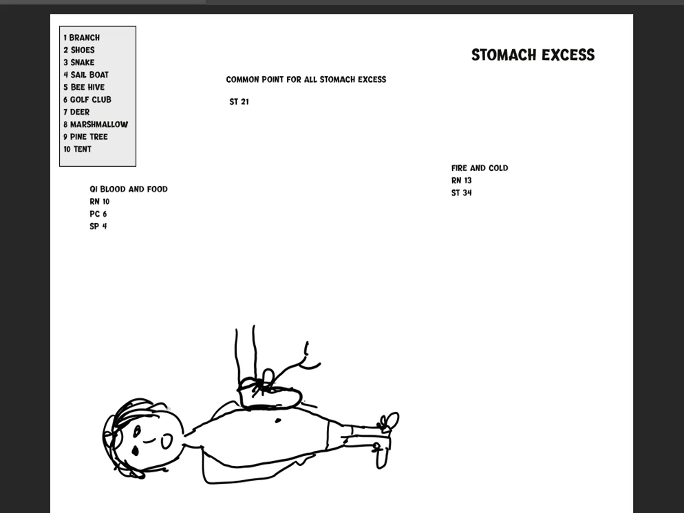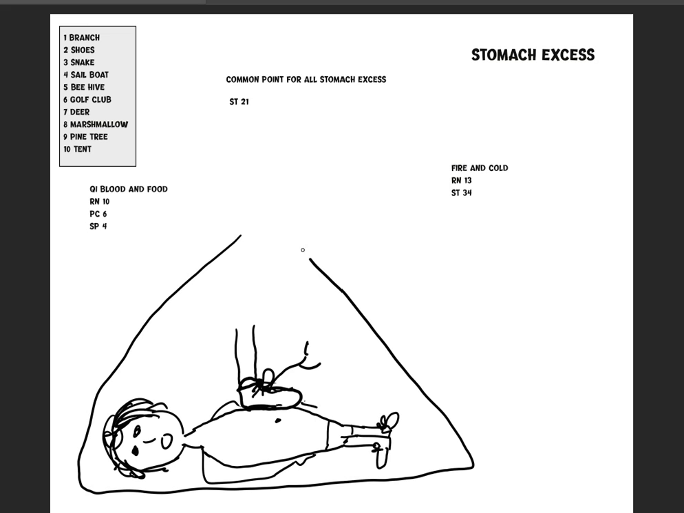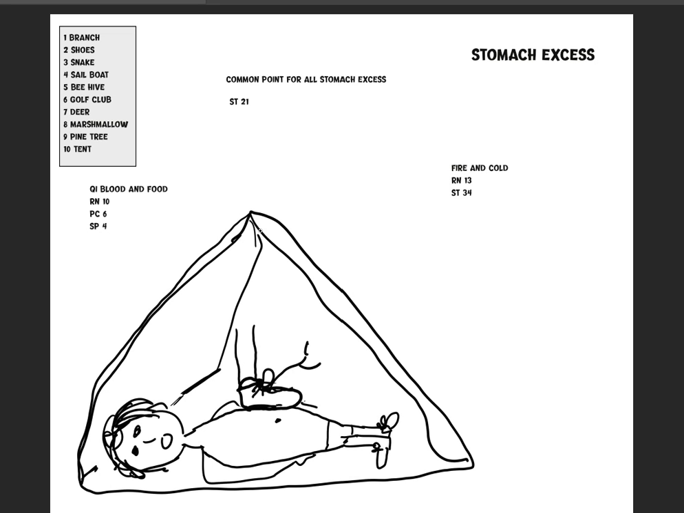Okay, let's go to the next part. So we have chi, food, and blood. You have Ren 10, PC6, and SP4. Ren 10, rent a tent. So let's put him in a tent. He's renting a tent. It's inside the tent. Oh, this one's standing on through the tent. That gets a little bit complicated. So he's in the tent. So that is renting a tent.